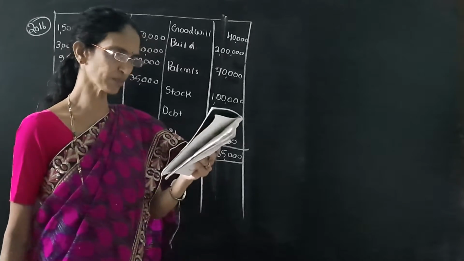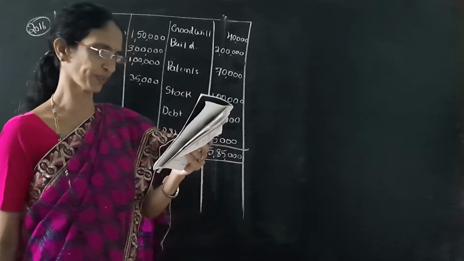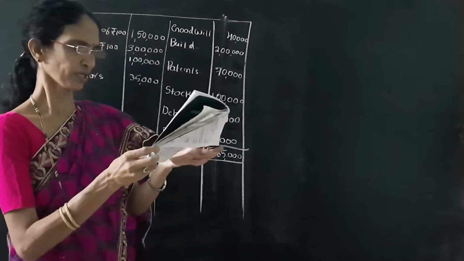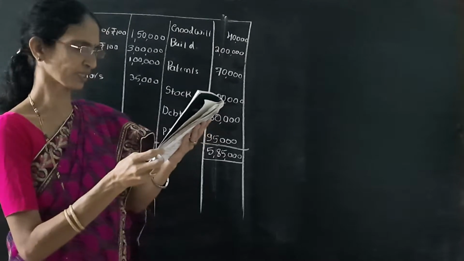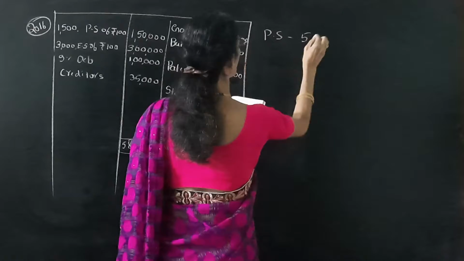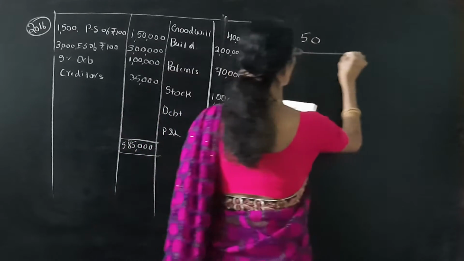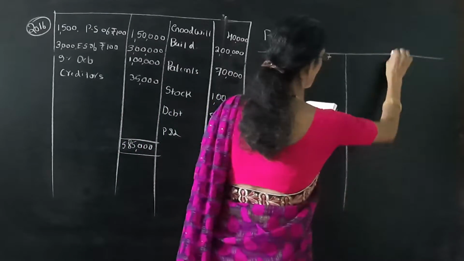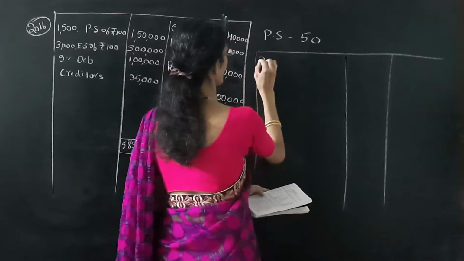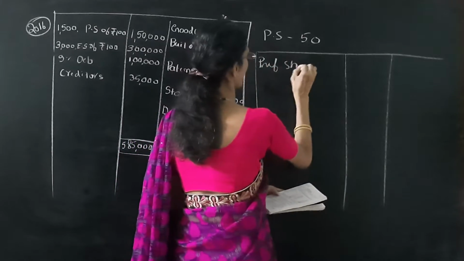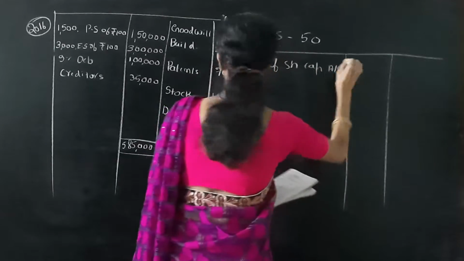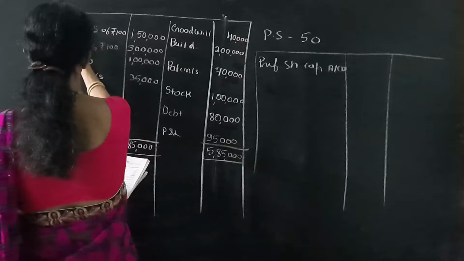The following scheme of reconstruction was adopted. 8% preference shares were to be reduced to rupees 50 each. So the preference shares are reduced to 50 rupees. Now we can pass the journal entry. Preference share capital is reduced. So the entry is preference share capital account debit. See the balance sheet.